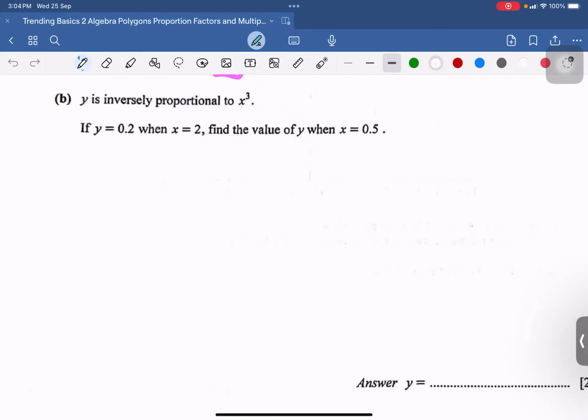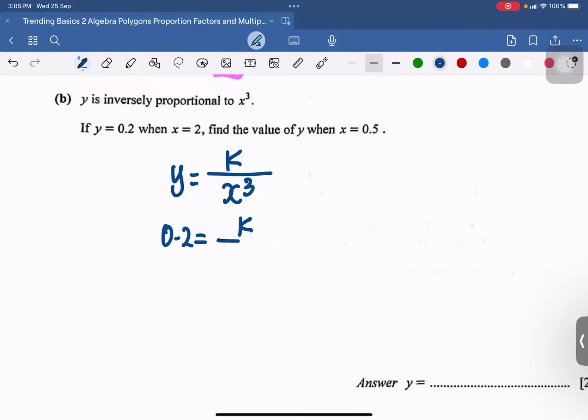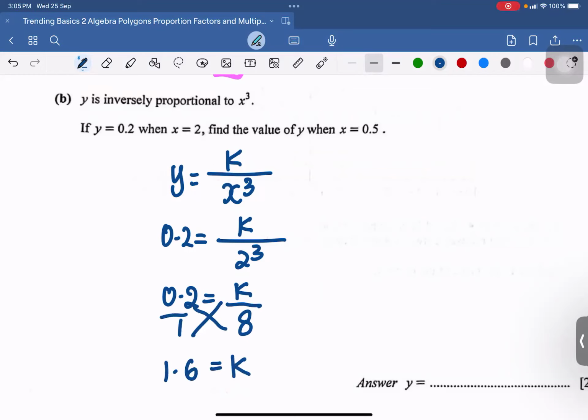Y is inversely proportional to x cubed. As you can see, this one is very commonly repeated. So y inversely proportional, k times or k divide? K divide by x cubed, right? So I have x cubed, then they give you y equals 0.2 when x is 2. 2 cubed is actually just the number 8. We can multiply this across, so this will be 1.6. So k is the value 1.6. So my equation now is y equals 1.6 over x cubed.